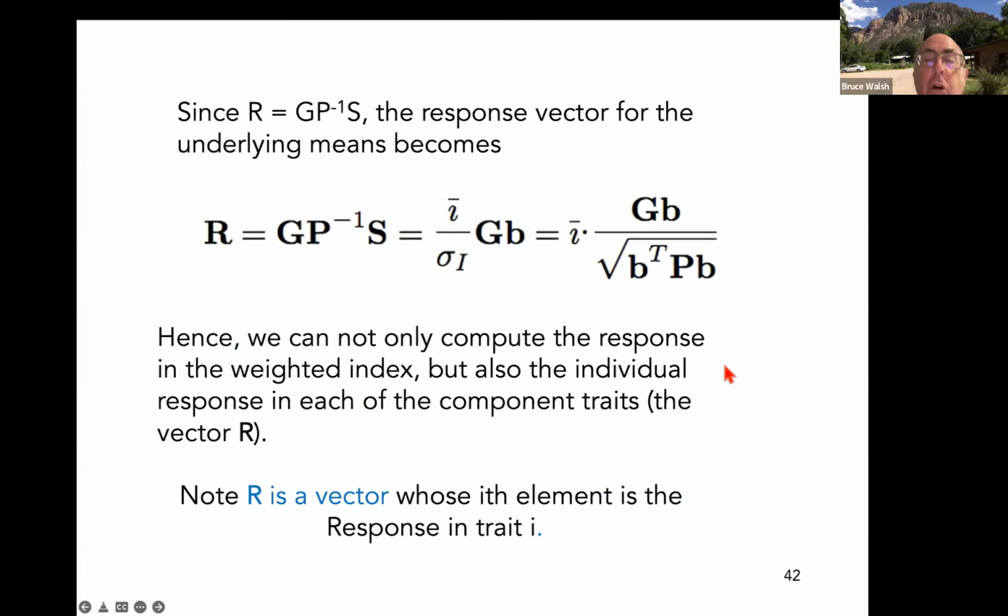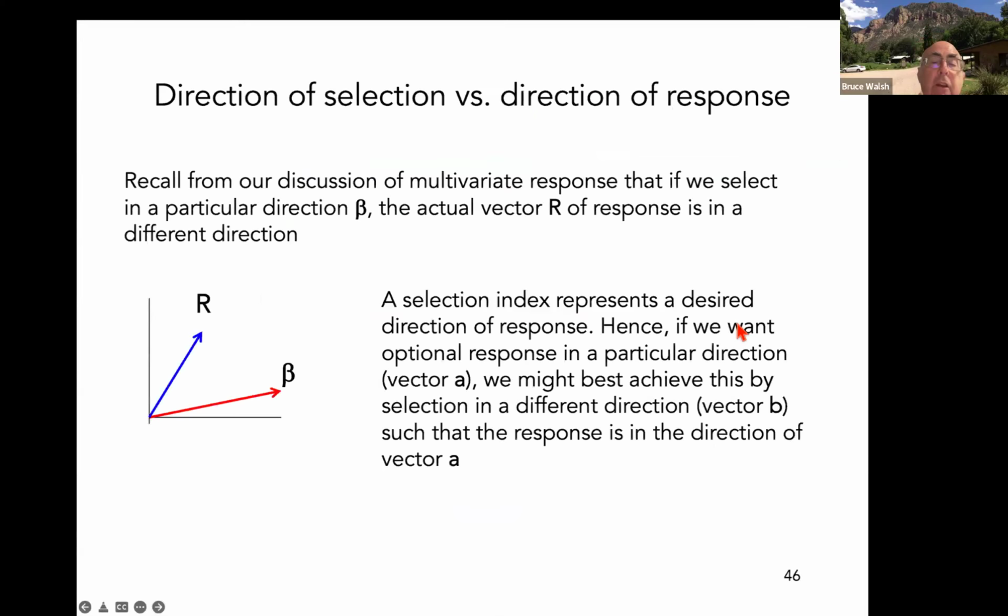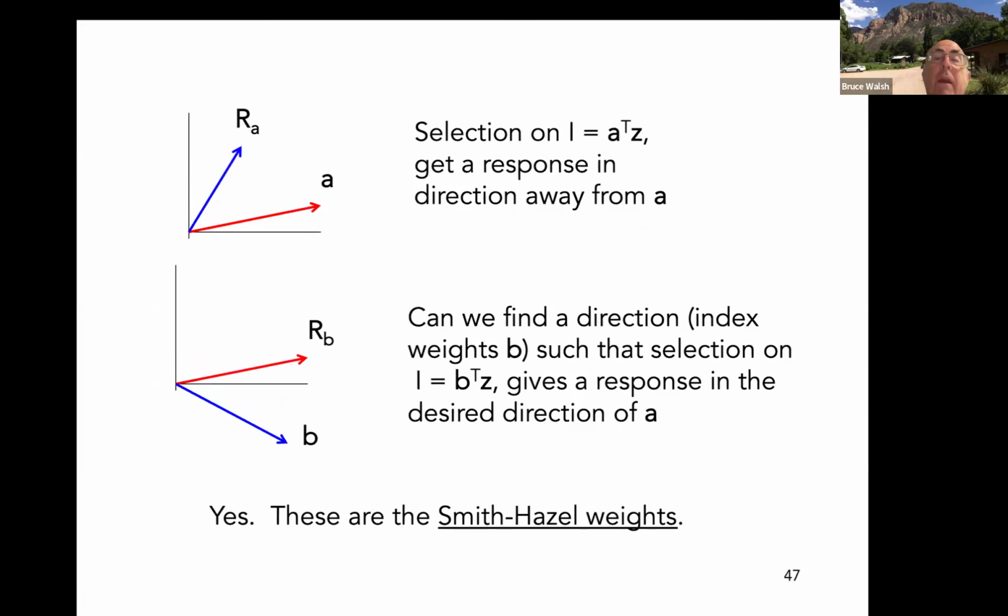Recall we saw earlier this notion that an indirect response can be larger than a direct response. This is called the Smith-Hazel index. And here's the idea. I want to move in this direction beta. That's where I want to go. That's my weights. When I multiply beta by G, though, I rotate off that, and that's my actual response. Is there some way to select so that when I rotate, I get back to where beta is? Those are called Smith-Hazel weights.